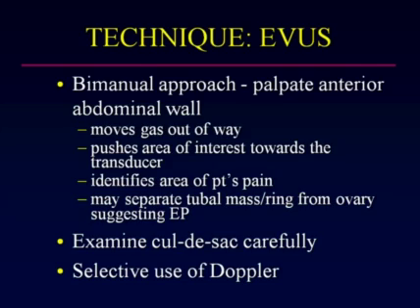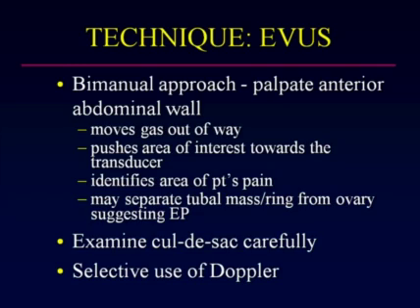By that, what I mean is that you want to palpate the anterior abdominal wall with one hand as you're holding the endovaginal probe with the other. This will help move the gas and the artifact from the gas in the bowel out of the way so that you can visualize the organs in the pelvis better. It pushes the area of interest towards the transducer, which will improve visualization. It also helps to identify the area of the patient's pain, which is where the pathology is likely to be.